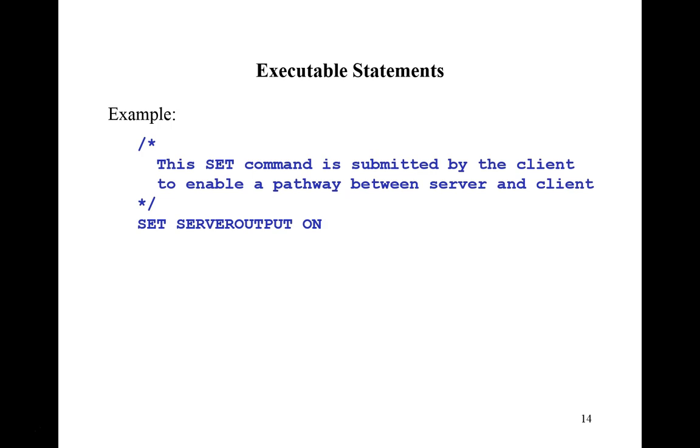DBMS output takes the string argument from put or put line and pushes it into a buffer on the server. That may be as far as it goes. In order to have the data that was placed in the buffer transmitted back to the client, we have to enable a pathway between the server and the client. This pathway is enabled by the client opening up something called server output.